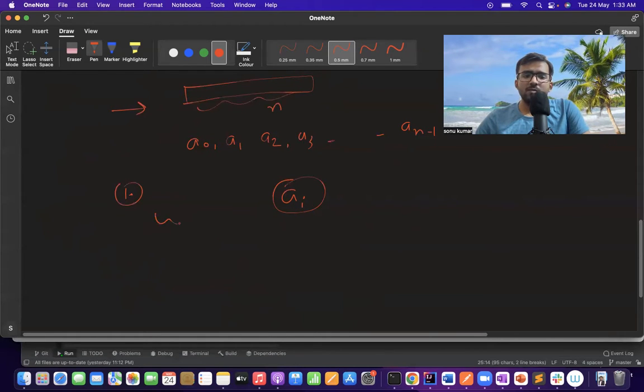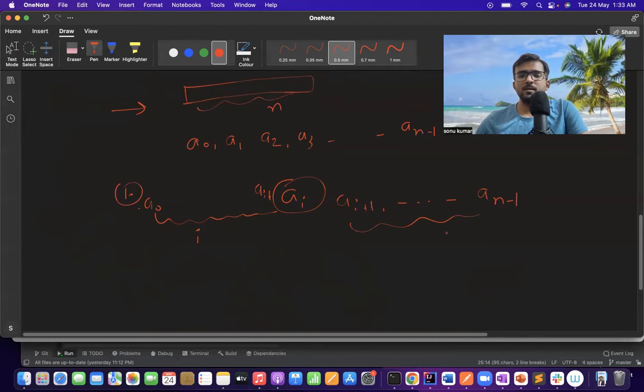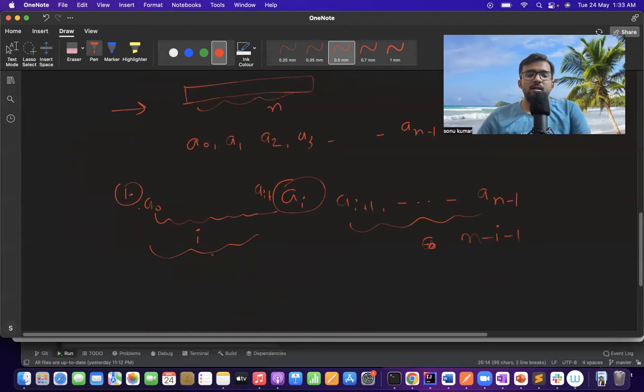So how many elements will be below? A total of i elements will be there if we start from a0. So including a0 to a i minus 1, there will be i elements in total. And from a i plus 1 to a n minus 1, how many elements will be there? There will be a total of n minus i minus 1 elements, and here i elements will be there, and this one is the 1 element.